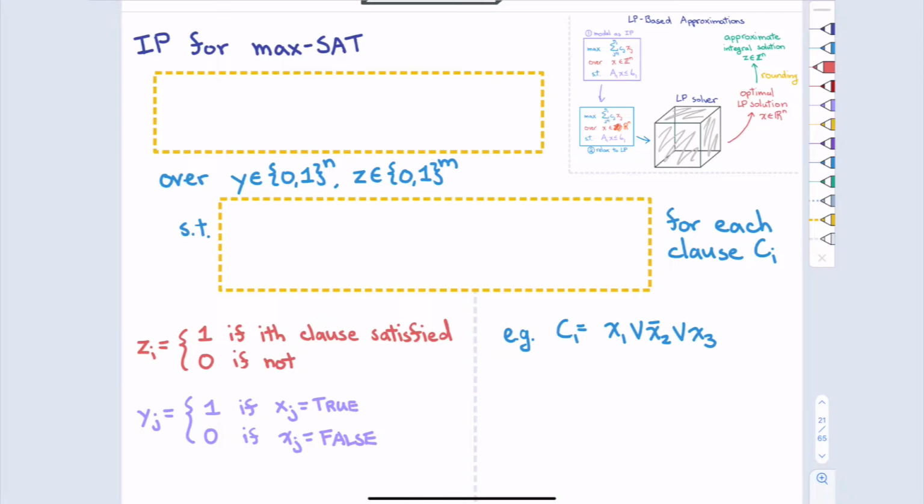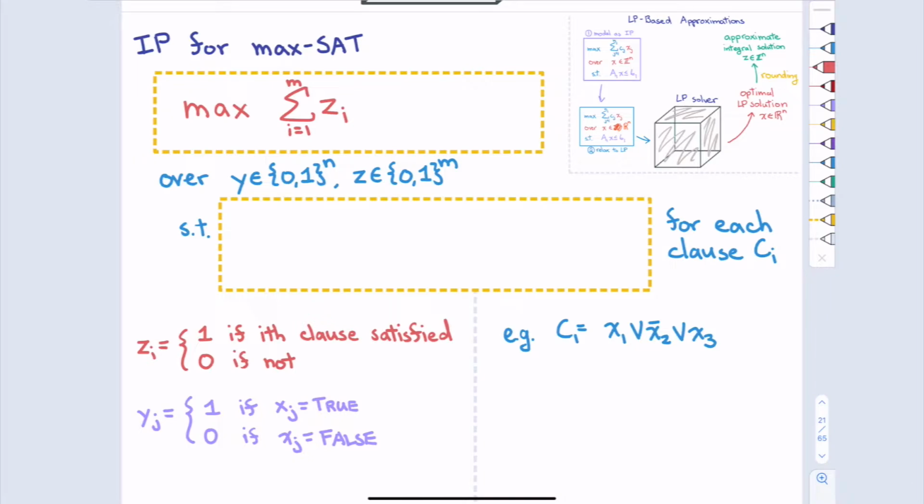Objective is straightforward, right? Since each zi indicates a clause I satisfy, I want to maximize the sum of zi's, which says I want to maximize the number of satisfied clauses. Okay. All right, now we need to come up with some constraints, because obviously if there's no constraints, I would just make zi equal to 1 everywhere, and that wouldn't be very interesting.